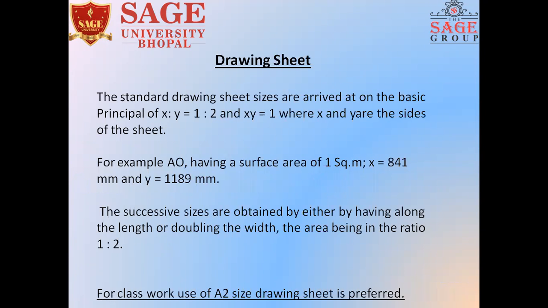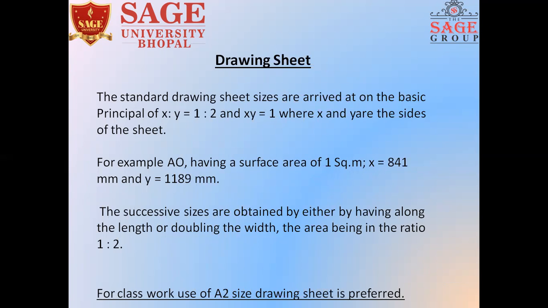First, we start with the drawing sheet, which is a very important product in this engineering drawing session, because everything will be drawn on the drawing sheet. So first we know the size of the drawing sheet. Generally, the standard drawing sheet sizes are arrived at on the basis of the ratio x by y equal to 1 by root 2, or x by 1, where x and y are the sides of the sheet.